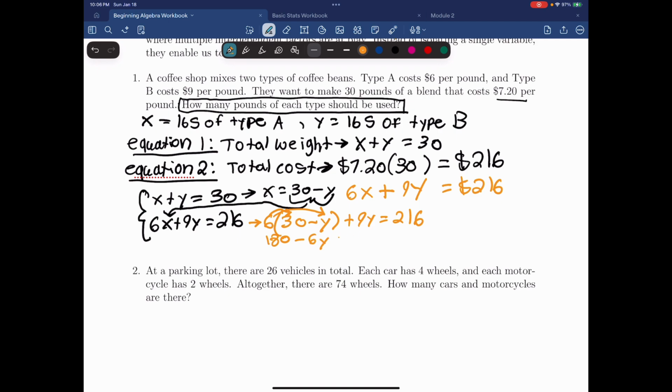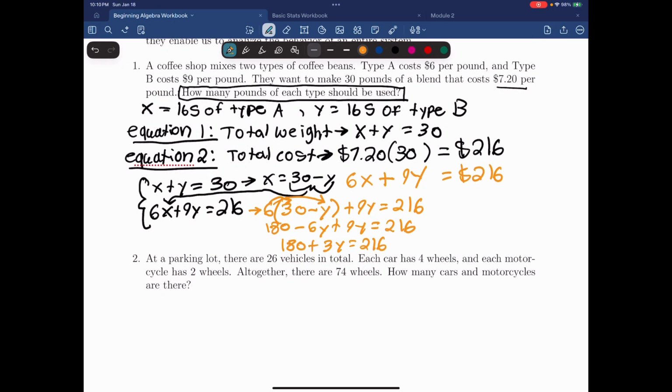And then we're going to add 9Y, and we'll set that equal to 216. Now combining our Y terms, we have negative 6Y plus 9Y, which evaluates to 3Y. So we're going to get 180 plus 3Y equals 216.